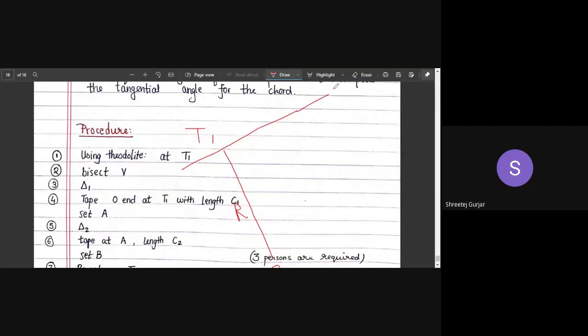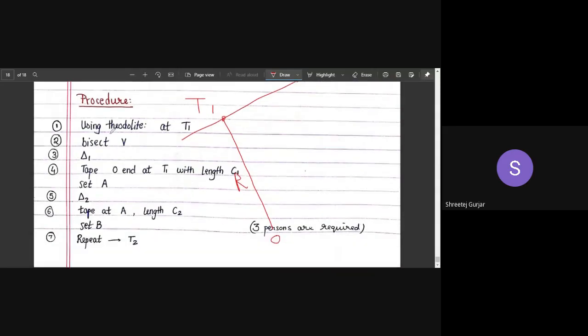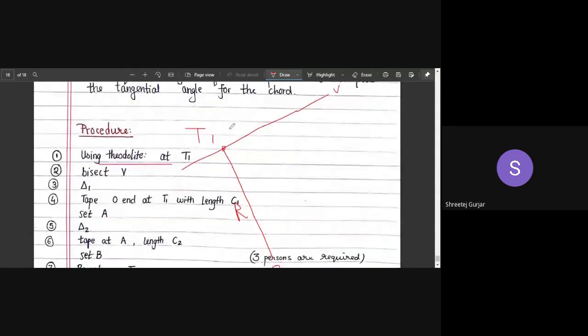This is our back tangent, T1V. We know this particular chainage. We will set our theodolite at T1, and then bisect this particular point V. You can observe this point V, and you can make both the left circle and the right circle zero. On your main scale you can make the horizontal angle on your theodolite zero.